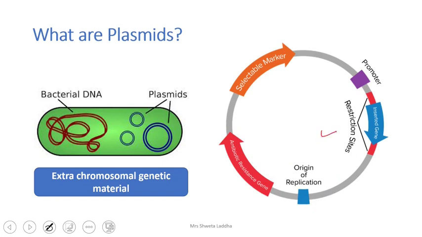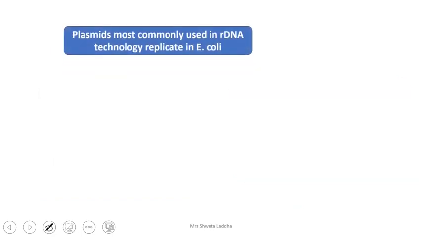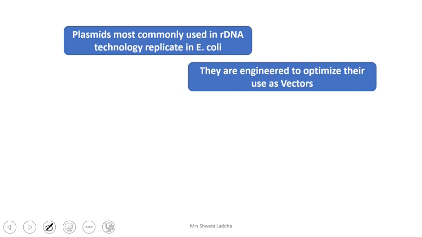Another region is the restriction enzyme region. Here we are going to insert the foreign gene. Okay, so these are the different regions which are present on a plasmid. Most important is the origin of replication region, antibiotic resistant region, promoter region, and so on. Now, plasmids most commonly used in rDNA technology replicate in E. coli. So E. coli is the most favorite host which is used for cloning, or making many copies of this recombinant DNA. You'll understand what is rDNA in the next video.